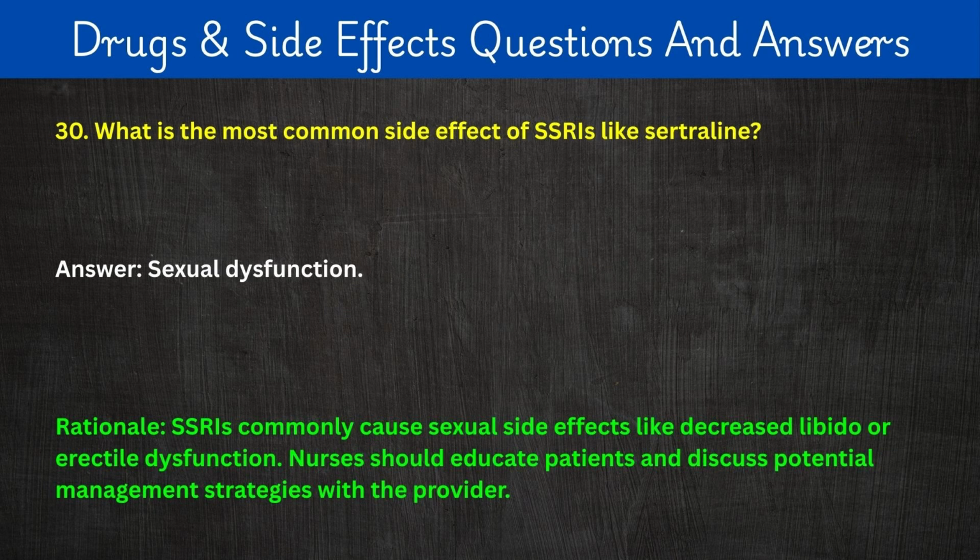30. What is the most common side effect of SSRIs like sertraline? Answer: sexual dysfunction. Rationale: SSRIs commonly cause sexual side effects like decreased libido or erectile dysfunction. Nurses should educate patients and discuss potential management strategies with the provider.